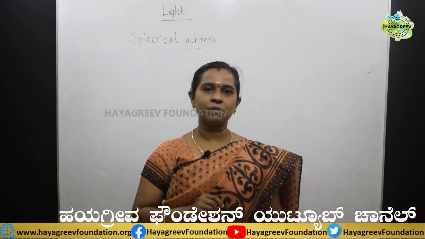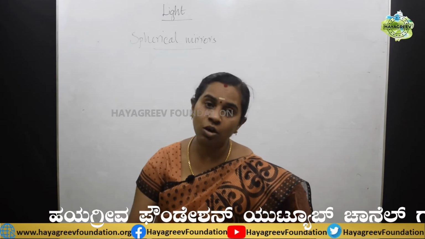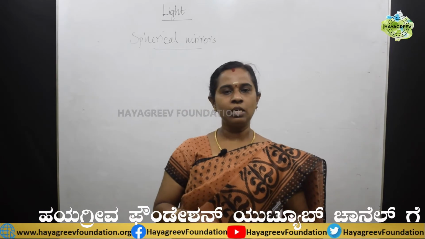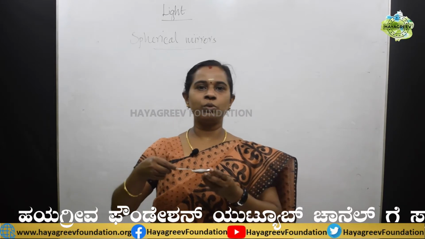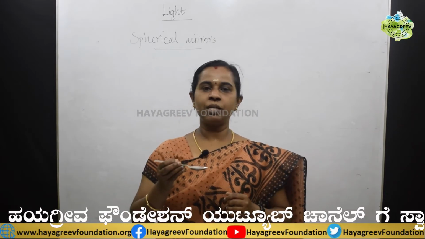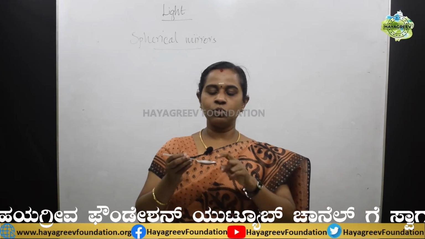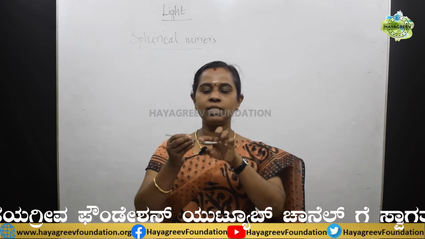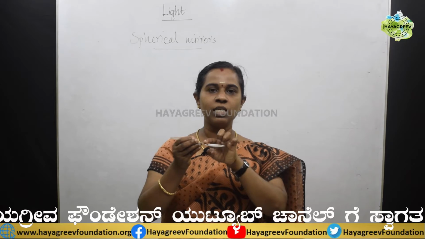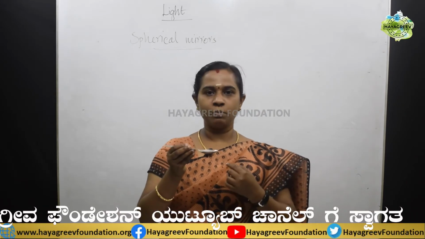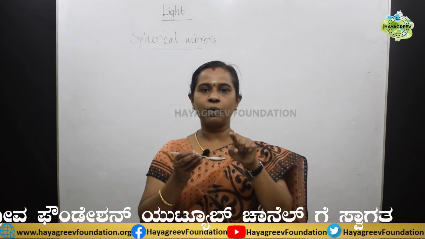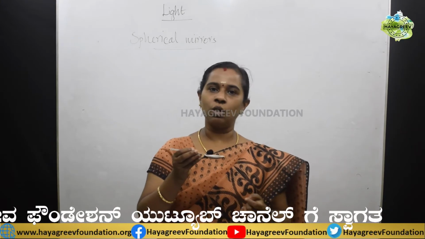There are 2 types of spherical mirrors. One is the concave mirror, another one is the convex mirror. With the help of a spoon I am going to explain the concave mirror and the convex mirror. This side of the spoon is curved inward. Curved inward represents a concave mirror. The mirrors whose curved surface is inward are called concave mirrors.